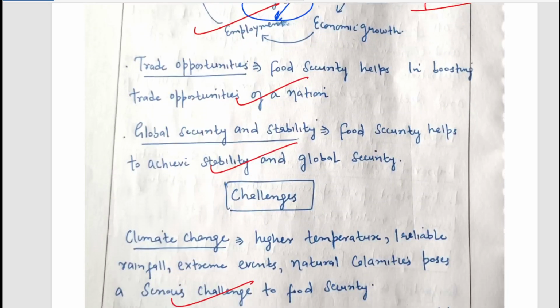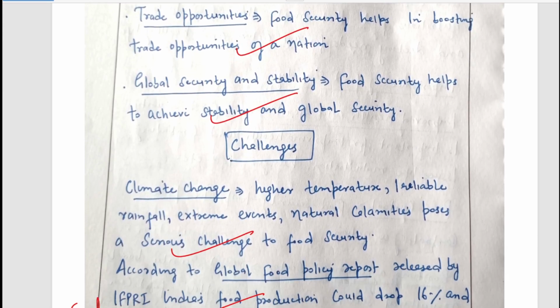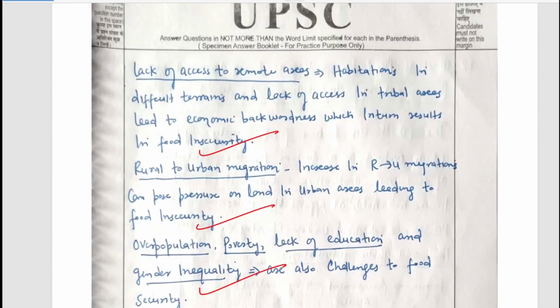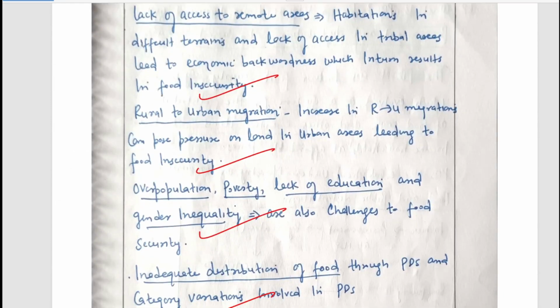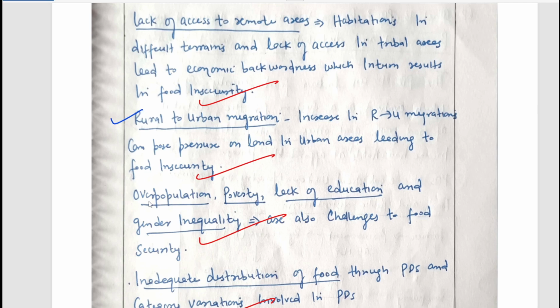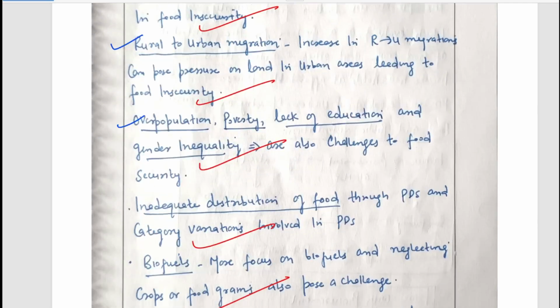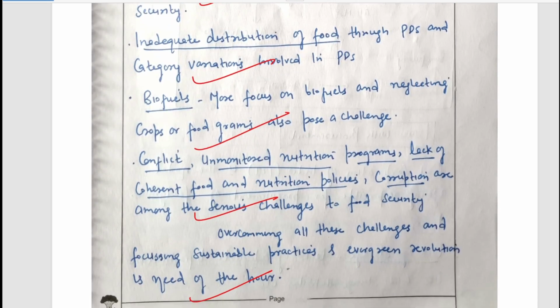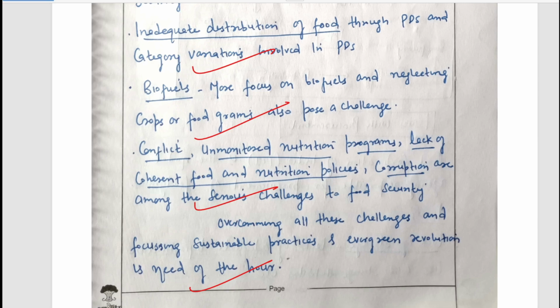Next one. Again, now challenges have been also mentioned. We all know that climate change is one of the leading challenges, and you can see the student has written a fact here about global food policy. Although it could have been made a bit brief, but it is okay. Good fact. Lack of access to remote areas, rural and urban migration, overpopulation. So all these things are good points. You can simply pause and read them. Now let's move to the next question.